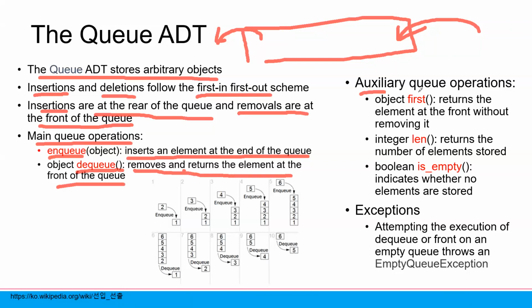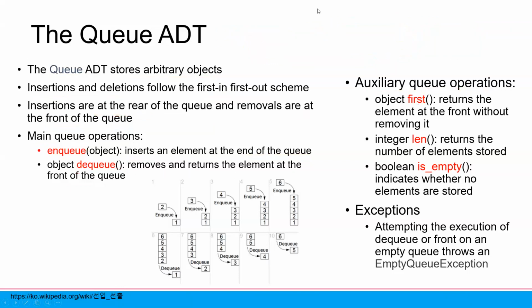There are some auxiliary queue operations. We want to know what is the first. So it returns the element at the front without removing it. And length returns the number of elements stored. So how many elements are in the queue right now? And isEmpty: I want to know whether the queue is empty or not. There's one exception that we can use in the queue. If the queue is empty, then we can have the empty queue exception.